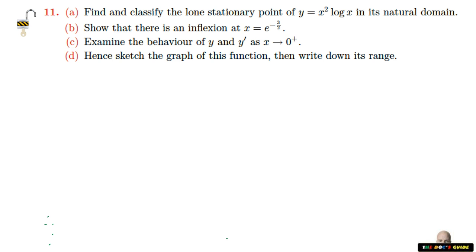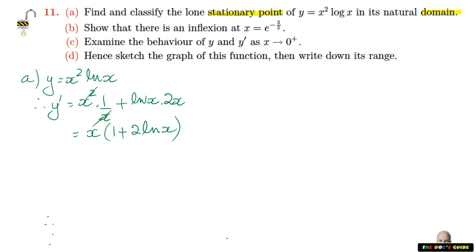Now for our next question, find and classify the lone stationary point of y equals x squared log x in its natural domain. So we know what a stationary point is. We know what a domain is, hopefully, as well. But for a stationary point, we know the process is to first of all find the first differential. So we can do that. We've got a product. Put down the first, multiply it by the differential of the second, which is 1 on x, plus put down the second, multiply it by the differential of the first, and then tidy it up.